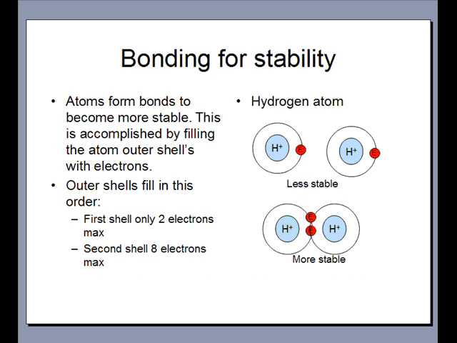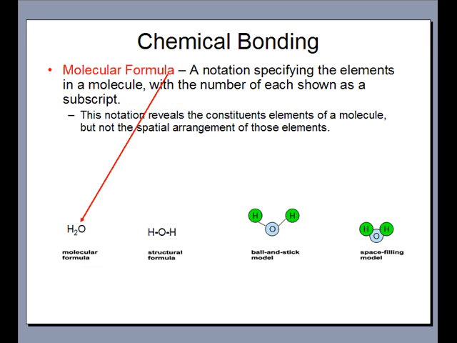Bonding for stability. These atoms are going to bond to become more stable. This is accomplished by filling the atom's outer shell with electrons. Again, the first shell can only have 2 electrons. Here you have hydrogen, for an example, where the atoms by themselves are less stable. When they share electrons, they become more stable because the electrons fill the outer shells.